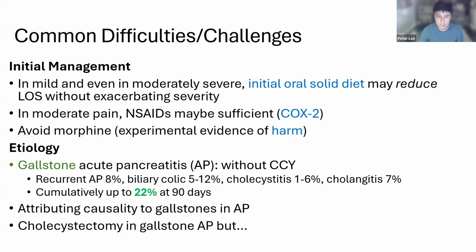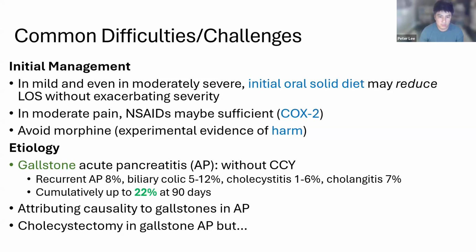And in moderate pain, if the patient's open to it, which is going to be hard in the United States, NSAIDs may be sufficient for pain management. There's some emerging evidence, mainly from Asia, that COX-2 inhibition, so in the United States, that would be celecoxib, may prevent even progression of acute pancreatitis. We want to avoid morphine because there's some experimental evidence of harm. So that's kind of the initial points about initial management. What about etiology?